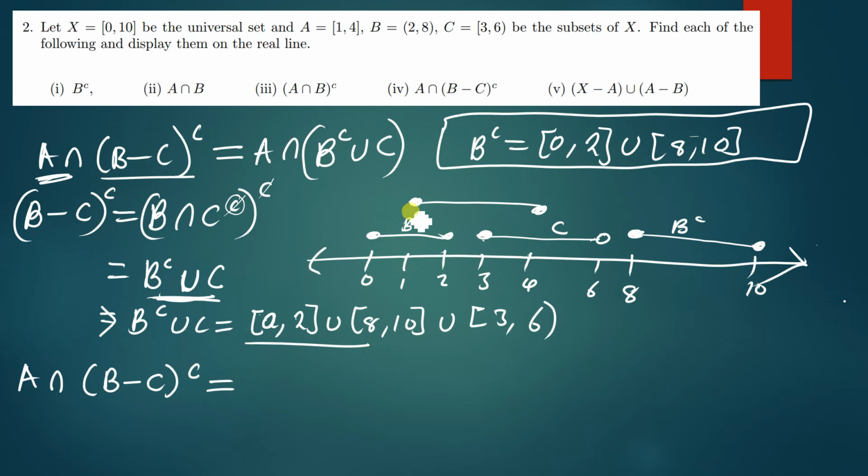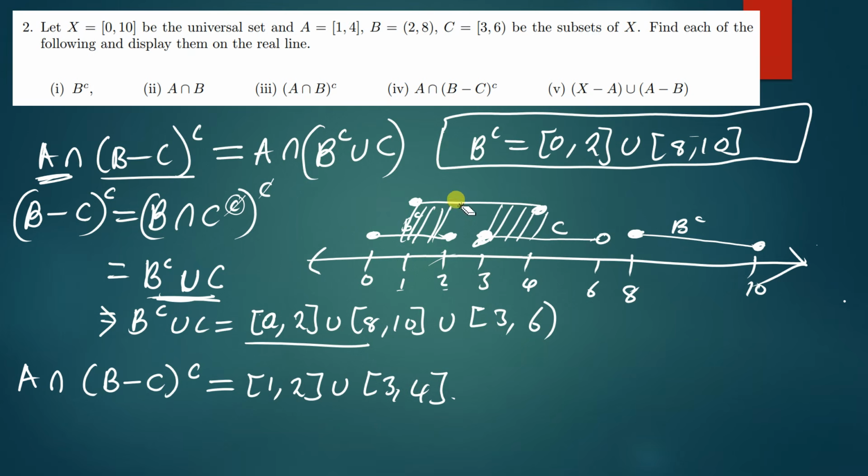So we shade the common parts. This part is common, and this part is also common. So the solution for this operation is simply from closed at 1 closed at 2, because there is a closed bracket there and there. So we say closed at 1 closed at 2, then we say union closed at 3 and closed at 4. So this is the solution to our question.